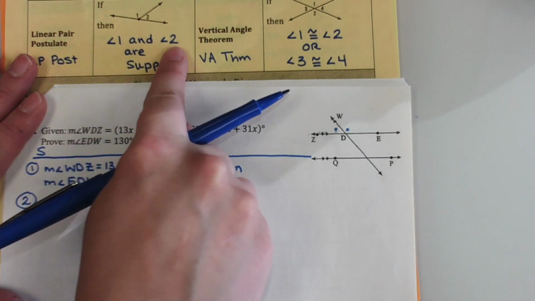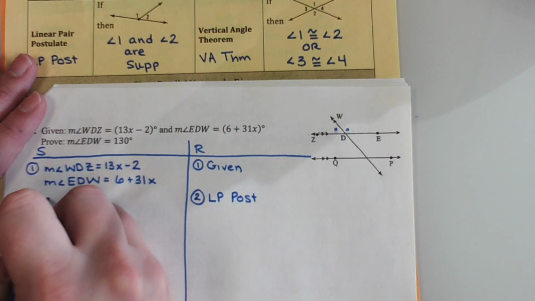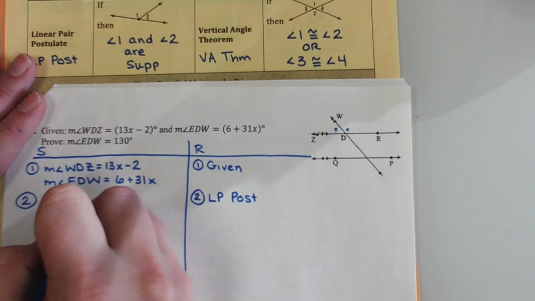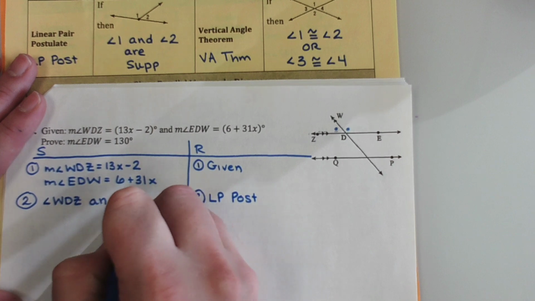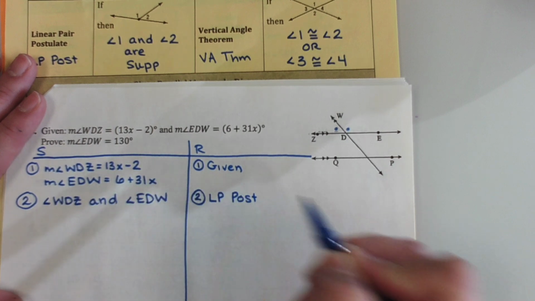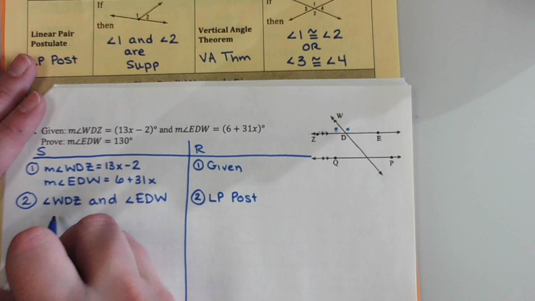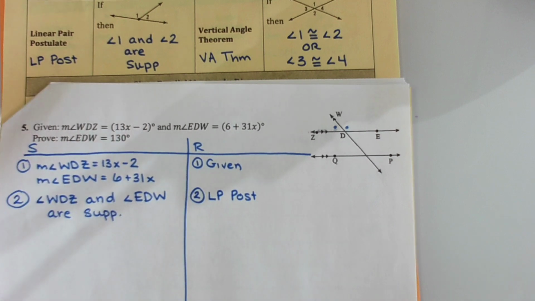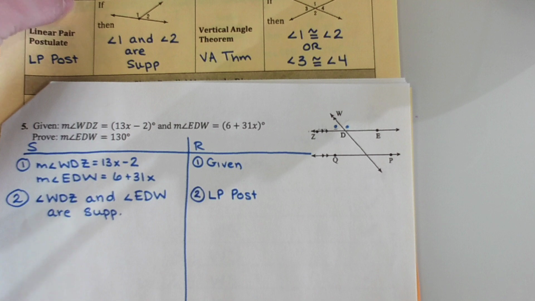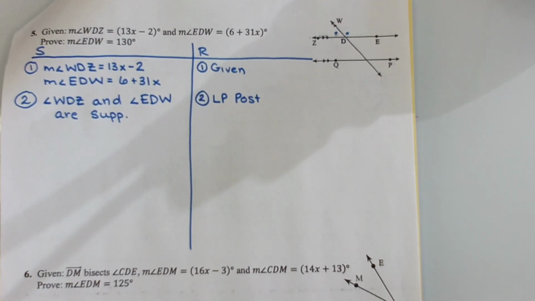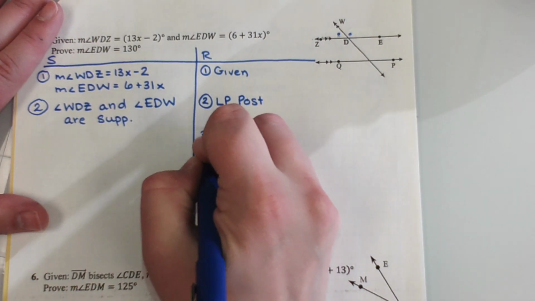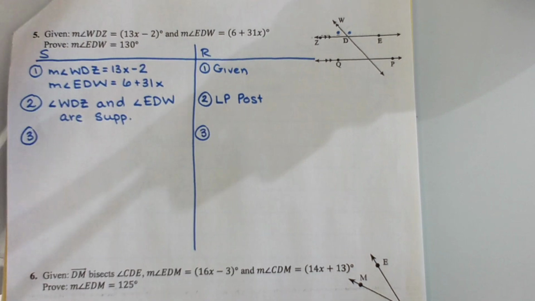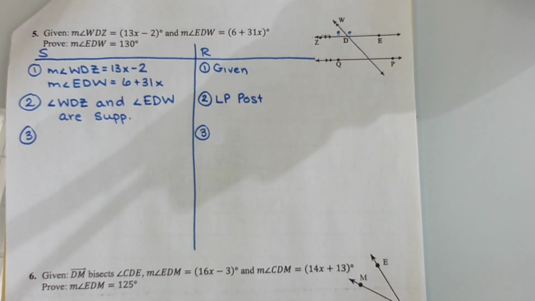Notice there's no M's on these. There should be no M's on these when I write it. Angle WDZ and angle EDW. Don't forget the angle symbols. I do need those. Are supplementary, or we've shortened it down to SUPP. You have to write that. I know it seems redundant, but it's the point of a proof, is that you're justifying everything you do. If you don't know what to do next, you go back through your 5 things.